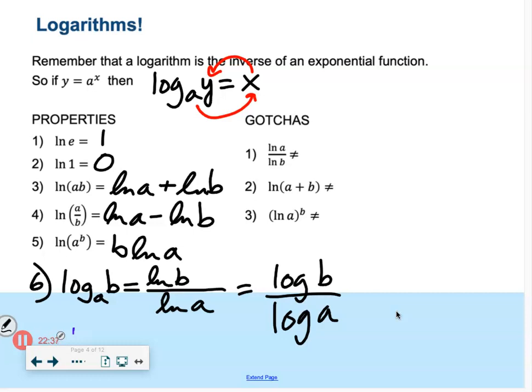This and this are the exact same thing. They'll give you the same answer. So you can convert to any base you want. So that's called your change of base formula. But this is the one that we're going to use because log base 10 doesn't help us at all.